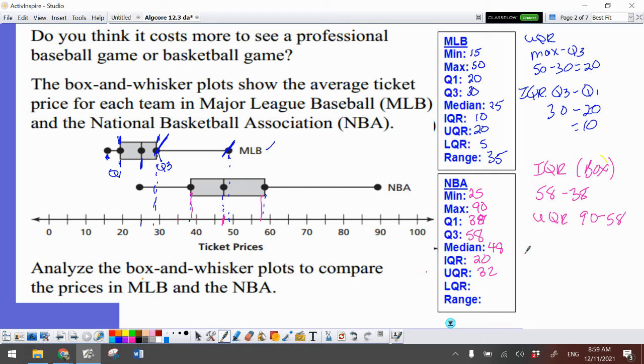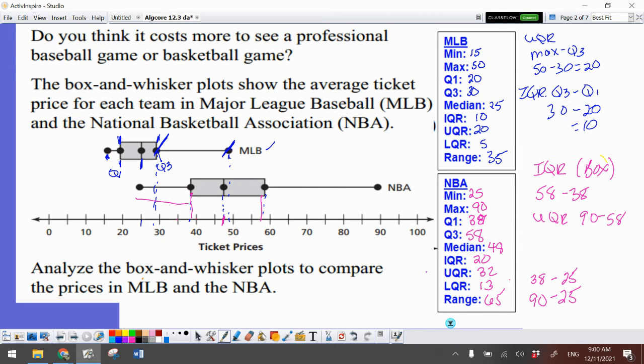And our IQR, that is the length of our left whisker. We've got 38 minus our minimum, which is 25. So 38 minus 25 gives me 13. And the range is maximum minus minimum. So 90 minus 25 is going to bring me to 65.